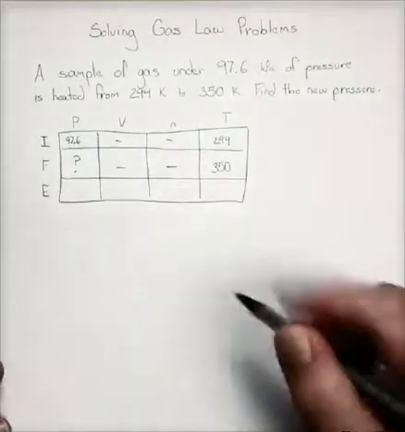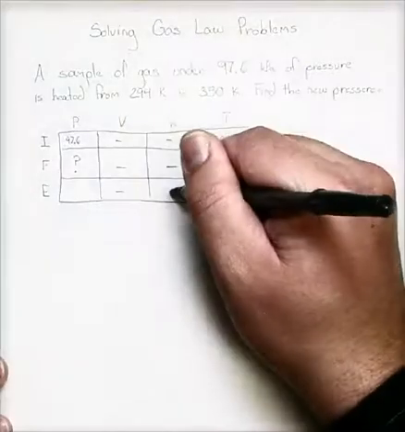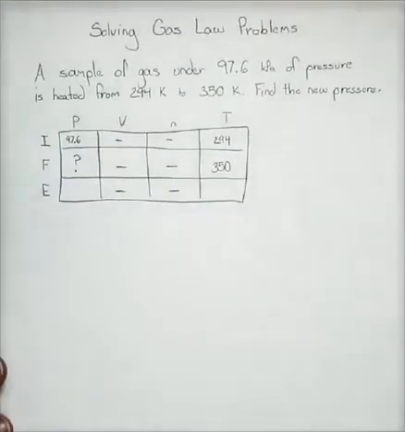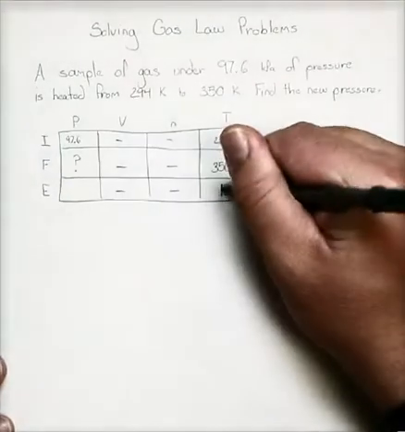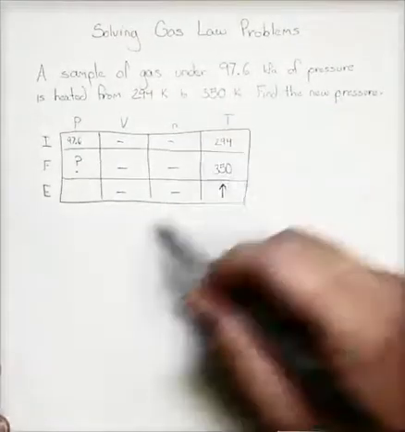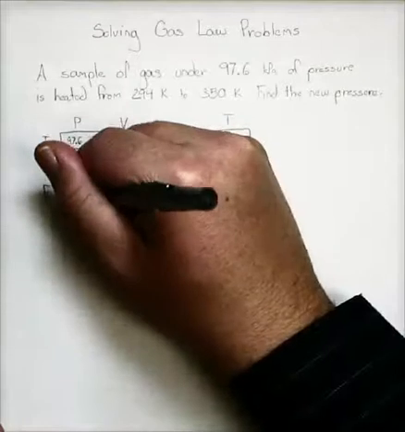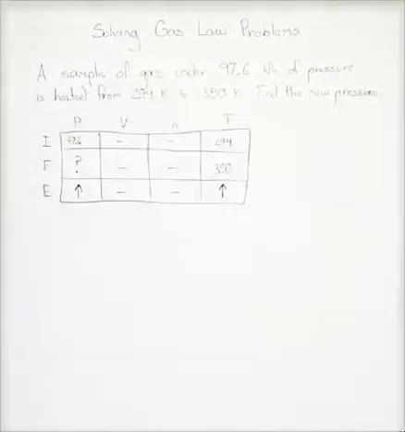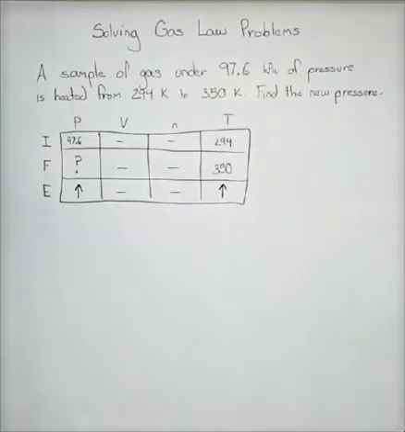And now we need to look at the effect of this. For the variables that stayed constant, we don't have to worry about it. For those that did change, we know that temperature went up. And since temperature is directly proportional to pressure, we know that the pressure is going to go up as well. So we don't know anything yet except that the pressure should go up. We don't know by how much.